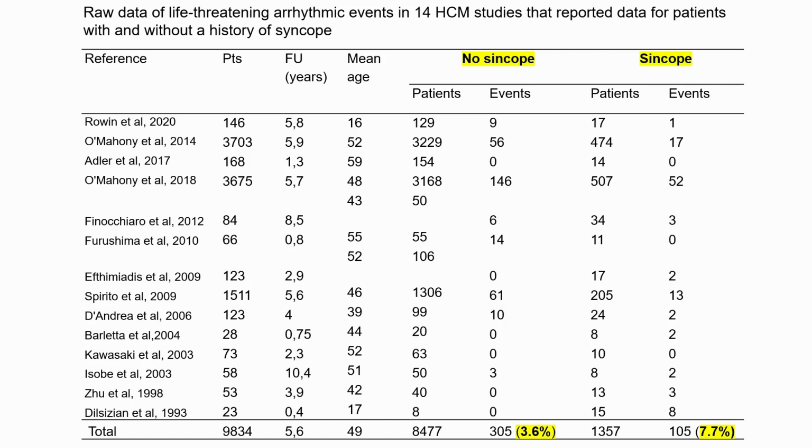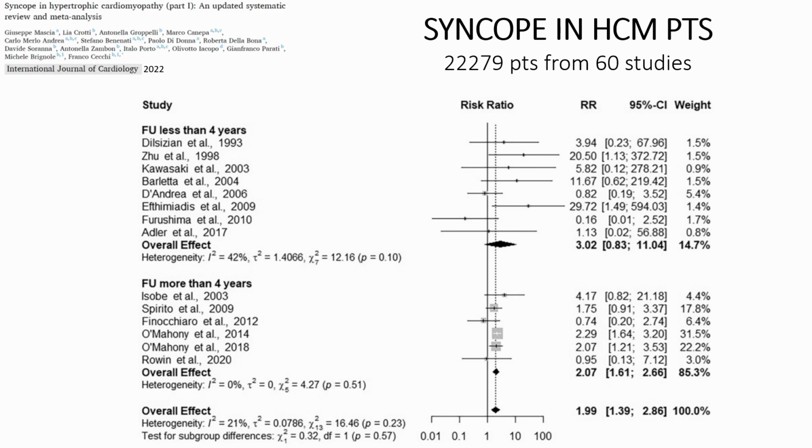On the other hand, syncope is a mild to moderate risk factor. Indeed, in these 14 studies that considered the outcome of these patients, patients with a history of syncope had a 7.7% risk at 5 years of an arrhythmic event versus only 3.6%. And this risk was confirmed by the meta-analysis, where the odds ratio is 2. So a patient with syncope, as defined in those studies, carried a double risk of a cardiac event compared to patients without syncope.